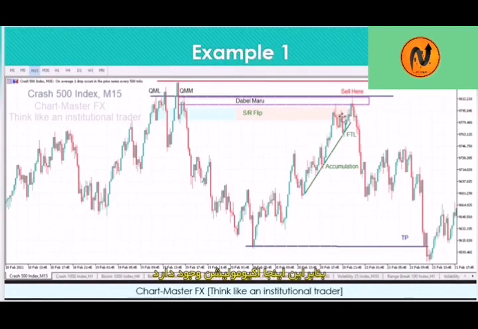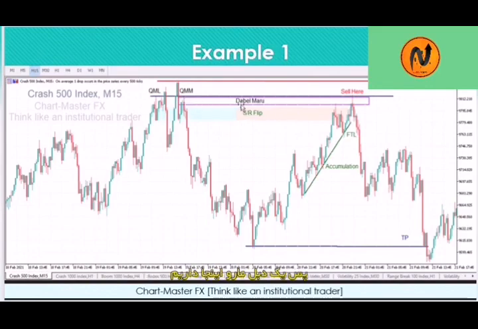So there was accumulation here, and you can see that there was a flippy where there was support, and you can see that the support turned to resistance. So we have an SR flip, and also we can see that we have a W Maru here on the MPL zone inside our Quasimodo, and a W Maru is also effective as the MPL.